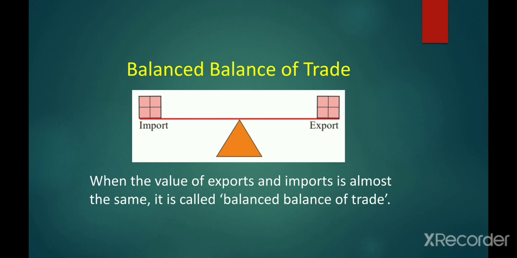These are the three types of balance of trade: unfavorable balance of trade, favorable balance of trade, and balanced balance of trade. In the next video, we will learn about the International Trade Organization.